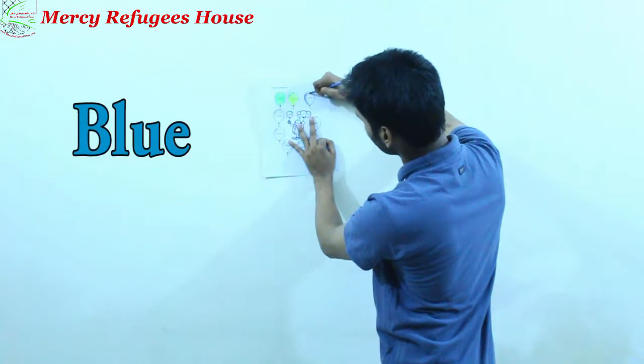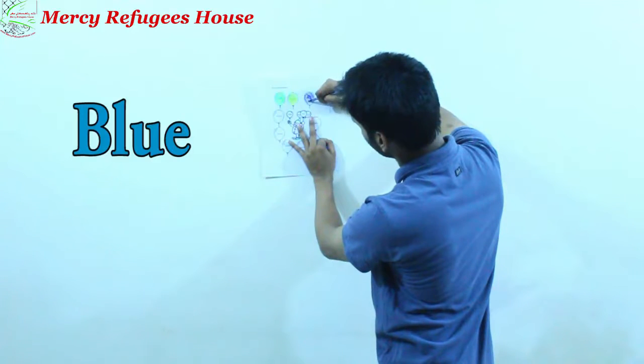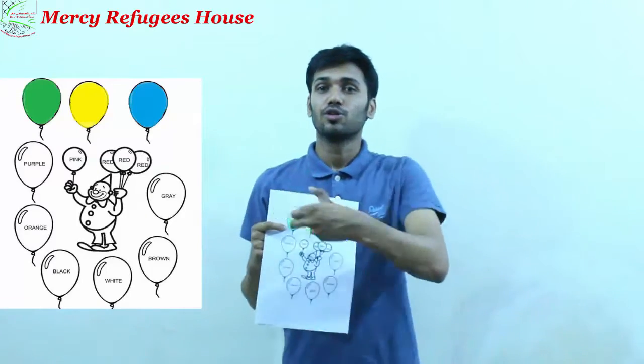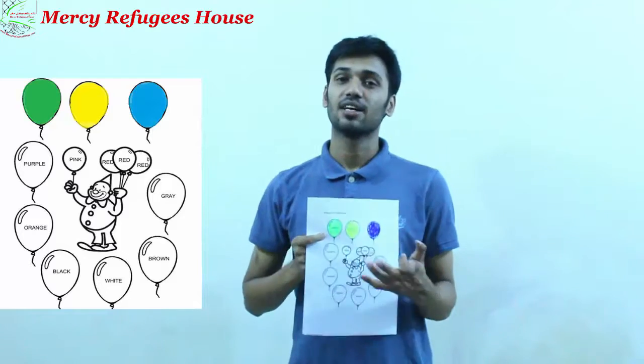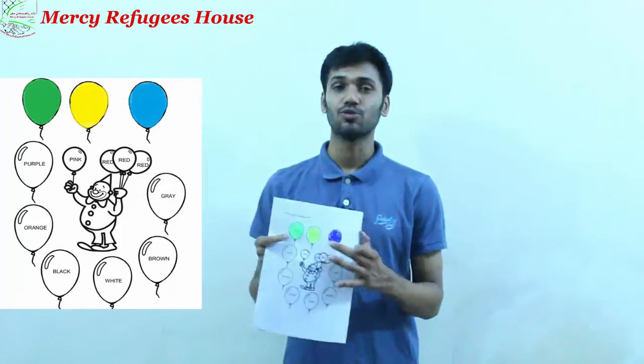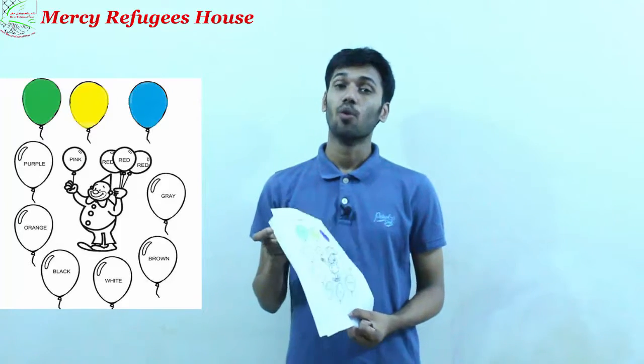The student should be able to paint the next one blue, just like this. Now you do one or two examples just like this, the way I have done it, and then ask the student to fill the rest of the balloons in the same way.